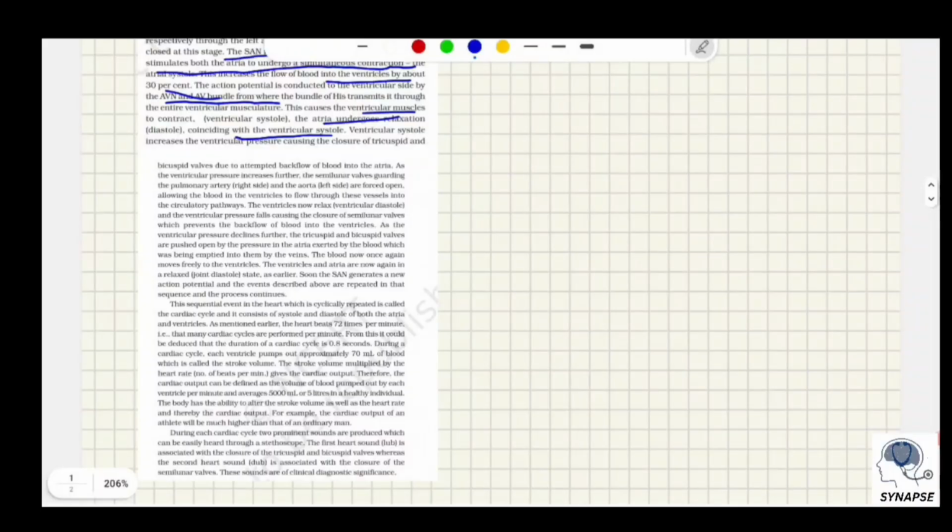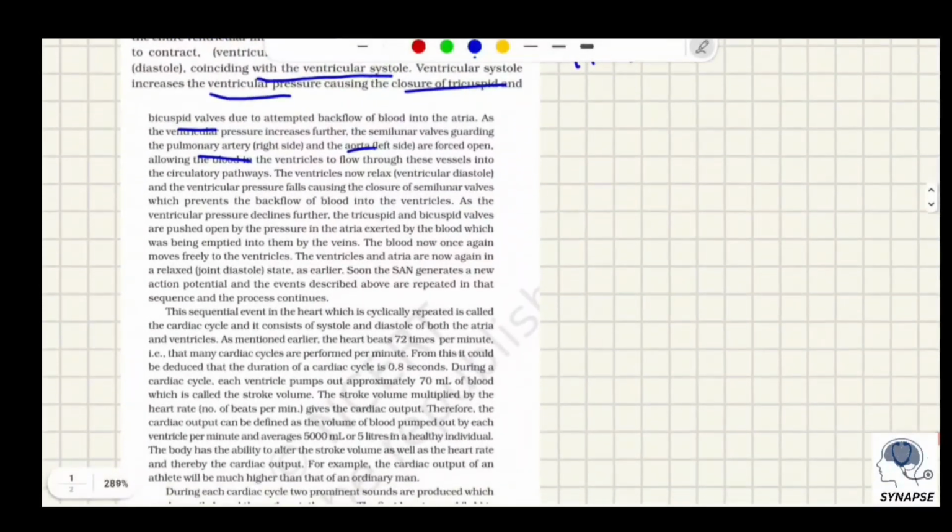Ventricular systole increases the ventricular pressure, causing the closure of the tricuspid and bicuspid valves, and this produces the first heart sound, HS1, the lub sound, due to attempted backflow of blood. As the ventricular pressure increases further, the semilunar valves guarding the pulmonary artery and the aorta are forced open. Semilunar valves are present in both the pulmonary artery and the aorta.